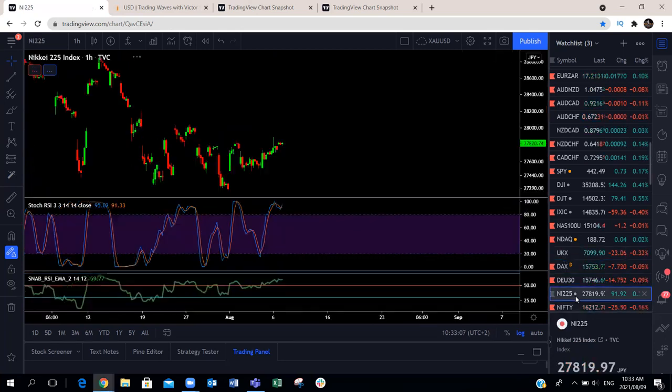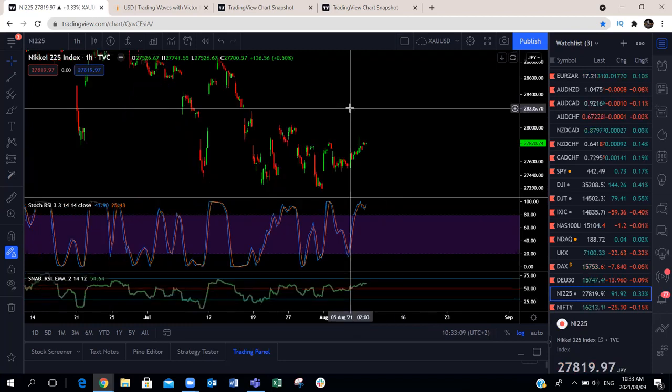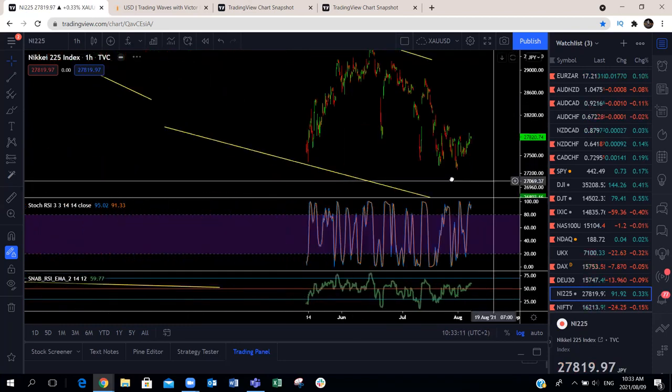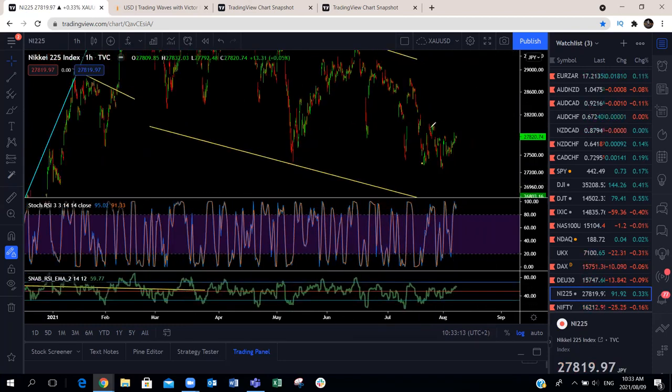Nikkei. Nikkei still going sideways. Looks like it's going to make this corrective structure here. 1, 2, 3. We still want to see one more down. Even if we push slightly higher, we want to see one more down before we push up higher on the Nikkei.